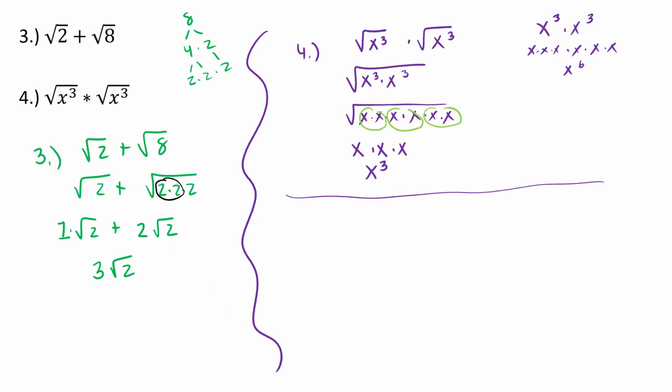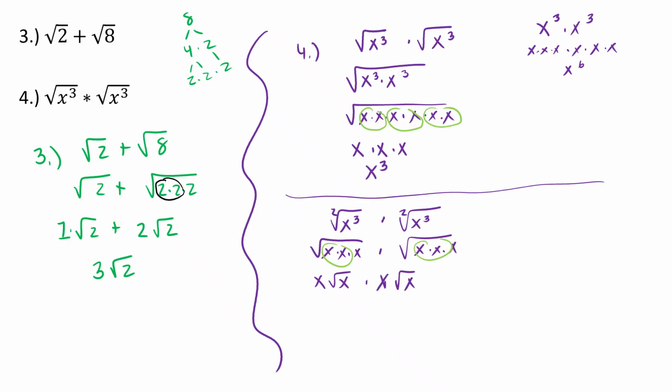If you did this by simplifying first, you've got the square root of x to the third times the square root of x to the third. I don't know why I put the index in there, but sure. So we have x times x times x times the square root of x times x times x. We're again looking for those pairs. And so we would have x root x times x root x.